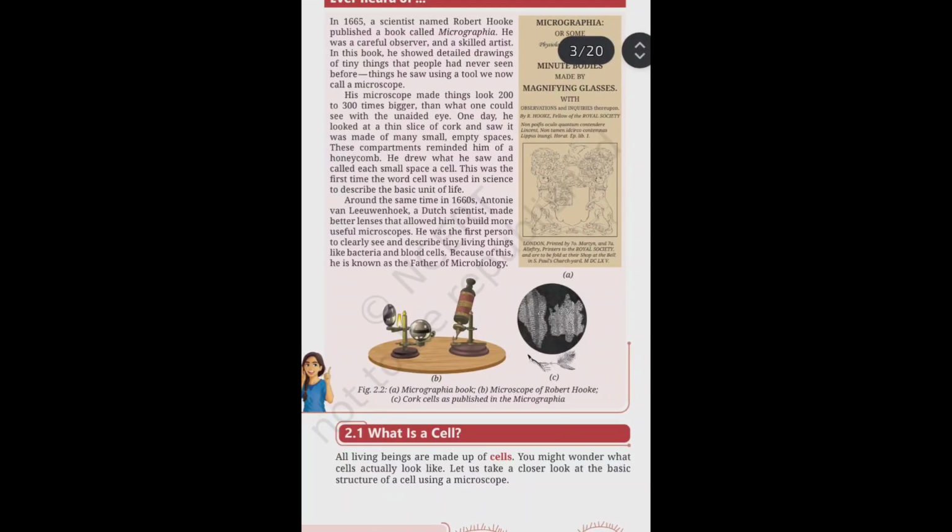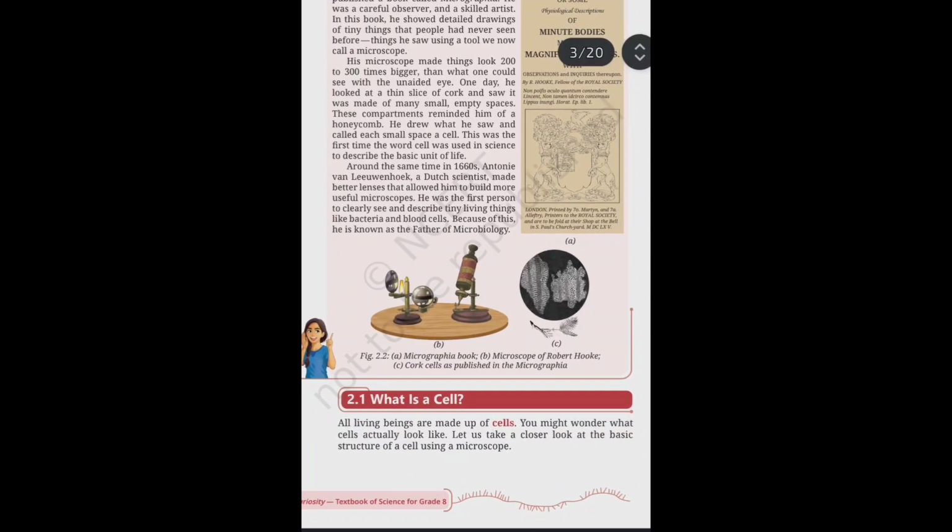Around the same time in the 1660s, Antoine van Leeuwenhoek, a Dutch scientist, made better lenses that allowed him to build a more useful microscope. The scientist's name is Antoine van Leeuwenhoek. He was the first person to clearly see and describe tiny things like bacteria and blood cells. He was the first person who could observe a living cell. What Robert Hooke observed was a non-living cell. It was a cork cell, a dead one. But the first person who observed a living cell is Anton van Leeuwenhoek. He observed bacteria and blood cells.